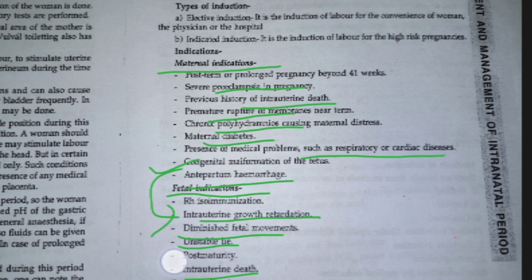And post maturity: a premature baby is a baby born before the due date. If the baby is not born on the due date and is born after it, that is post maturity. And if mother and baby have different types of Rh groups, then we need to induce the labor. These are the conditions in which induction of labor occurs.